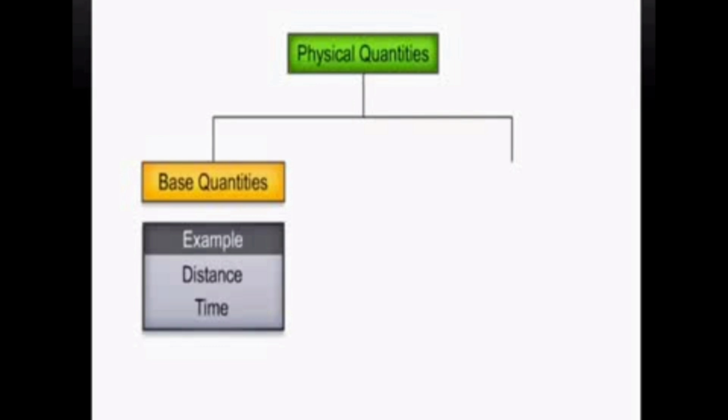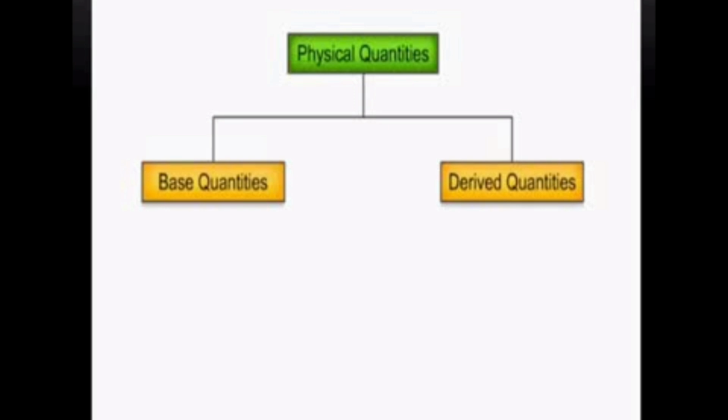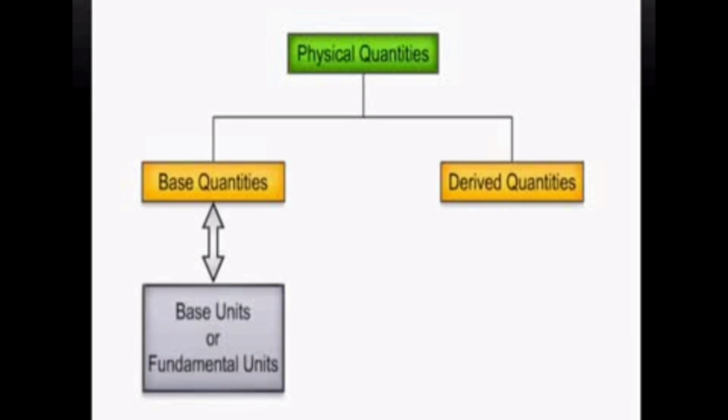And the other is derived quantity. Quantities that can be expressed in terms of fundamental quantities are called derived quantities. Examples are area, volume, velocity, acceleration. These are all examples of derived quantities. So the derived quantities and the fundamental quantities are very important. Now we are going to see the definition of the unit and its types.